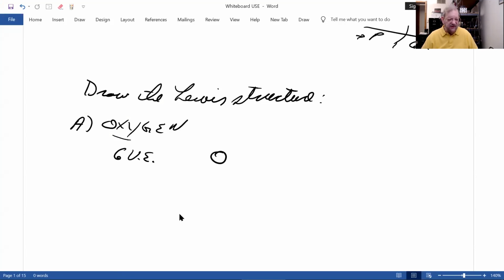Put the oxygen symbol down, one dot on each side for each of the four, and then you double up. And two sides will have two, and two sides will have one. Organic chemists like to double it up this way. I'm an organic chemist, so that's one of four possible answers. And that's how you do Lewis structures.